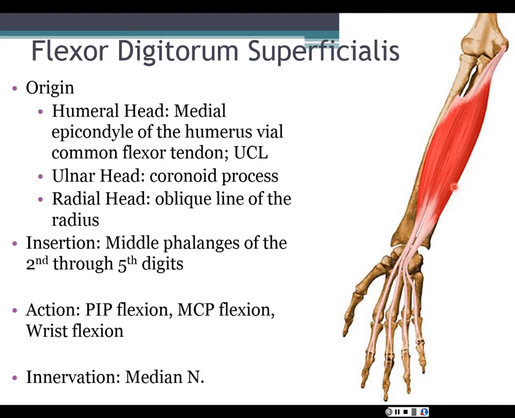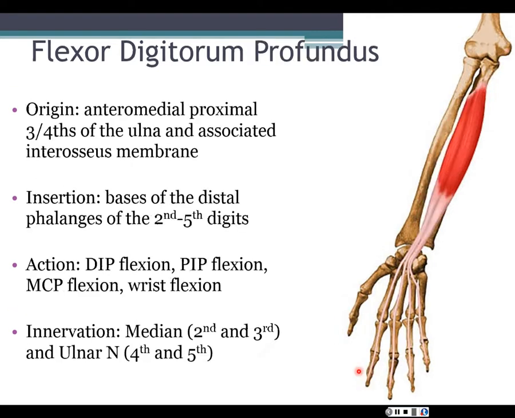So based on where it crosses, what is it going to do? It's going to help with wrist flexion. It crosses the metacarpophalangeal joint, so it's going to help with this joint flexion, and it does cross the proximal interphalangeal joint, so it will help with proximal interphalangeal joint flexion. It does not go out to the distal interphalangeal joint, so this muscle does not flex the last joint in the fingers. So if we take the superficialis off, now we have the profundus.